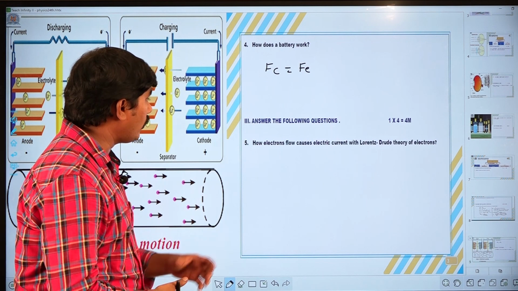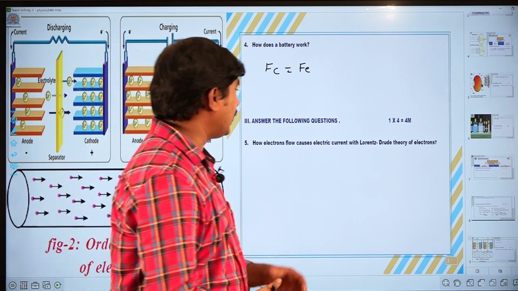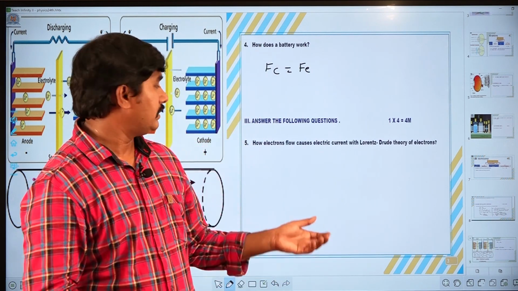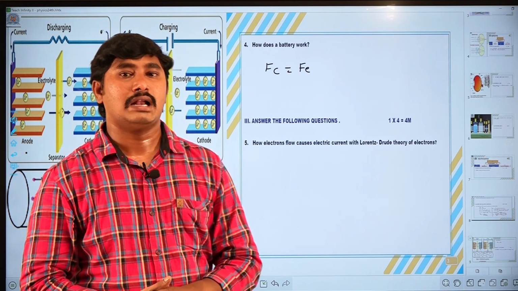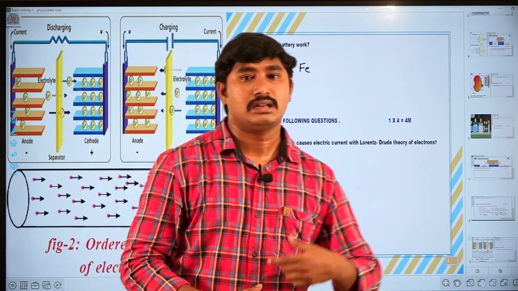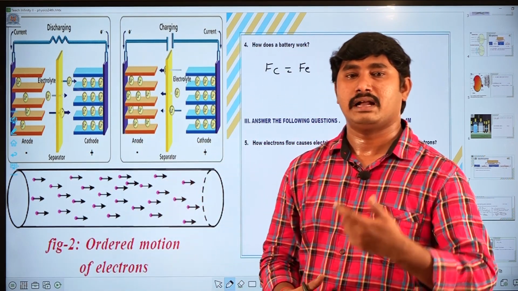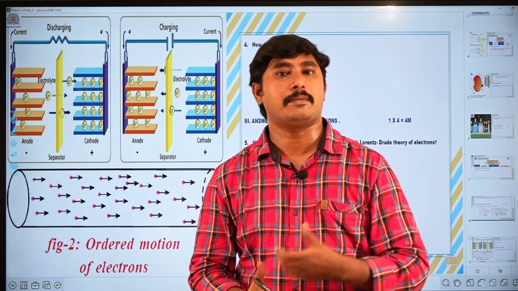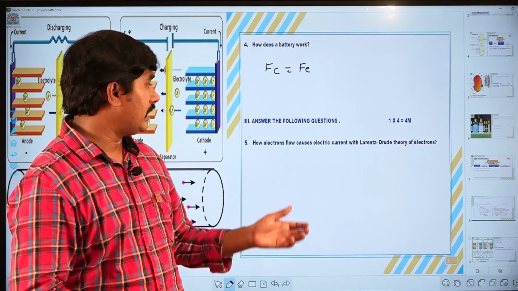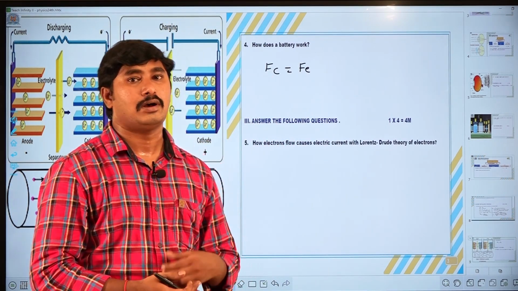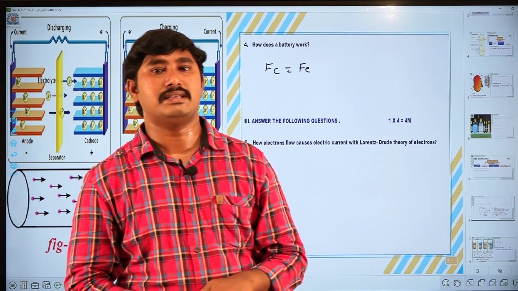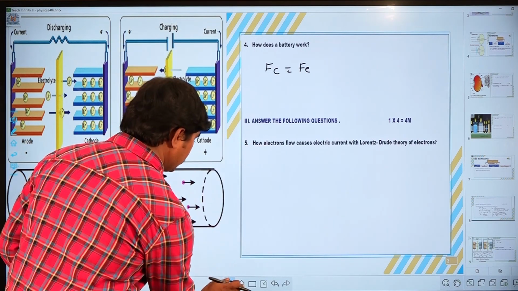The question is, how does electron flow cause electric current, according to the Lorentz and Drude theory of electrons? Drude and Lorentz, in the 19th century, explained that every metal, like any conductor, has a large number of free electrons, and also some positive ions. The positive ions are fixed in their locations, in a particular place.